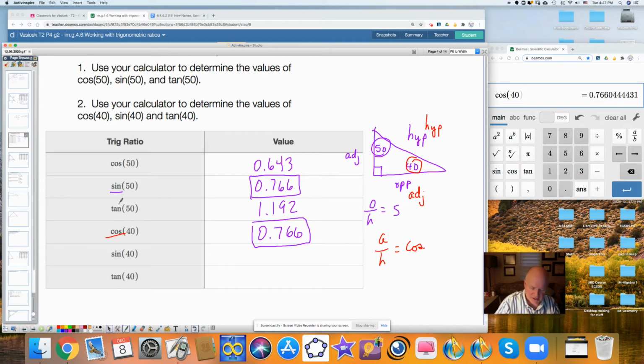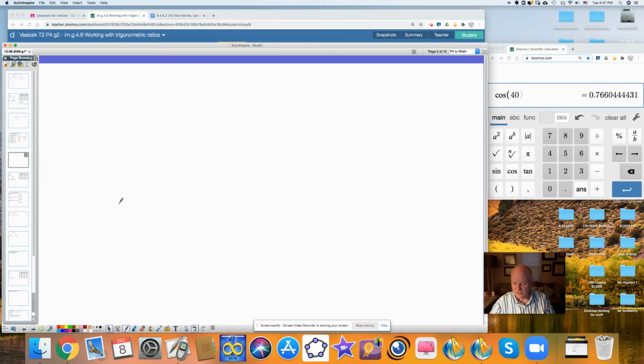And I have a mnemonic device to help you remember this. This is not scientific. It is only to help you as a memory aid. When we have the sine, it's the opposite over the hypotenuse. The cosine is the adjacent over the hypotenuse. And the tangent is the opposite over the adjacent. And we say SOHCAHTOA. SOHCAHTOA is to help you remember: the sine is the opposite over the hypotenuse. CAH, well, that's the adjacent over the hypotenuse.